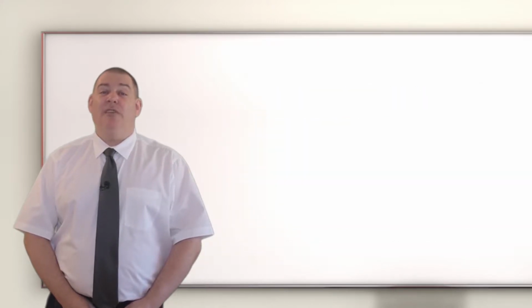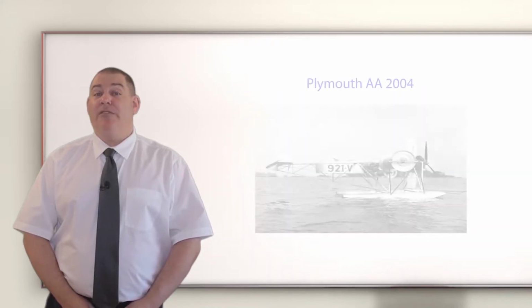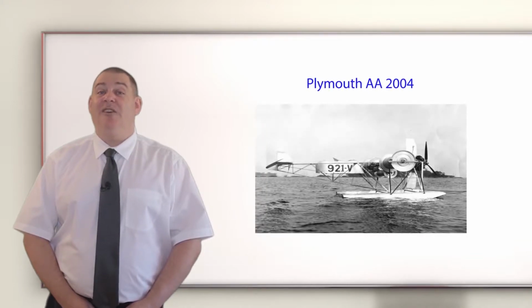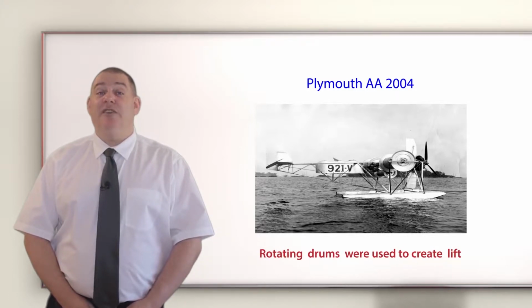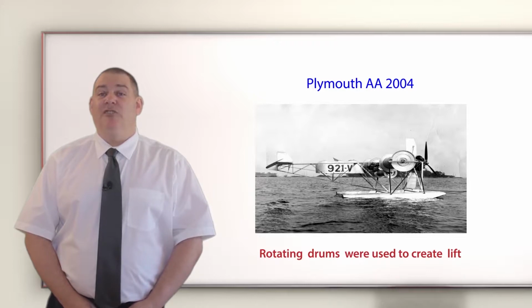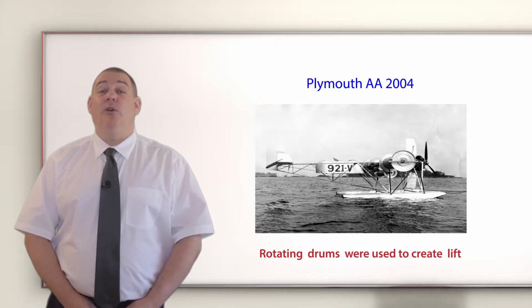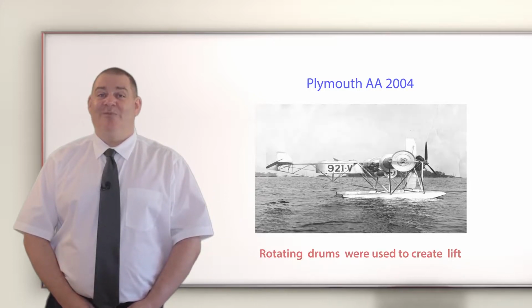One very unusual design in airplanes was the Plymouth AA2004. This plane used rotating drums to produce lift. It was recorded to have flown over Long Island a few times, but the development stopped over concerns that if the engine that rotated the drums stopped, the drums would no longer produce any lift.